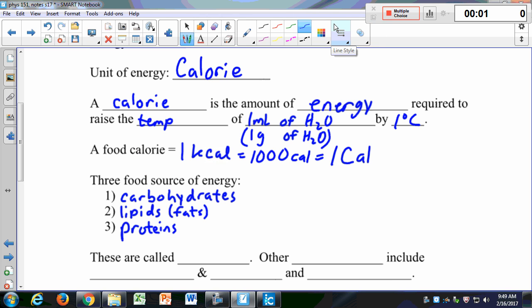which of these has the greatest energy density, A, B, or C? Carbohydrates, lipids, or proteins? Which has the greater energy density? You probably know the answer, even if you haven't had a class on it. But if you did the reading, you know.